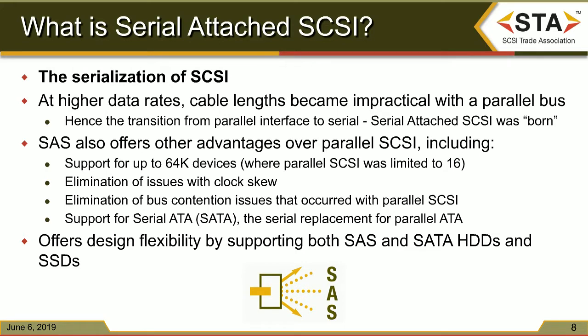When we went from parallel to serial, the challenge was, as I said earlier, the cable lengths and the data rates. It was impractical to go over parallel buses. So the serial technology was born. But there were more advantages than that. SAS supports 64K devices, where SCSI in parallel was only 16. It eliminated the clock skew issues and the bus contention issues. It also supports SATA, the serial ATA. This allows the storage designer to use both in configuration.